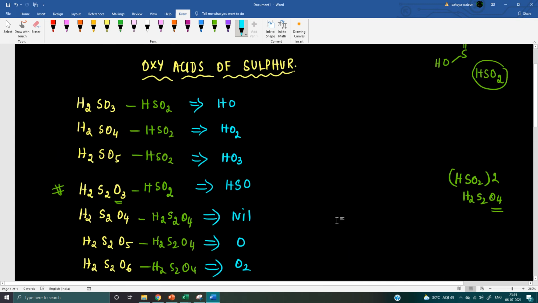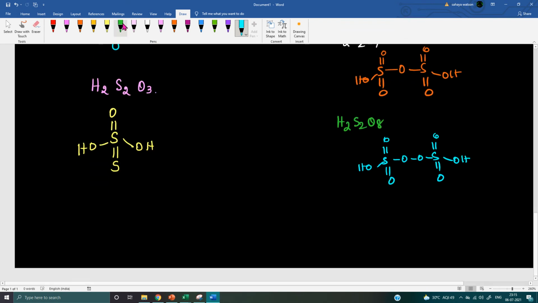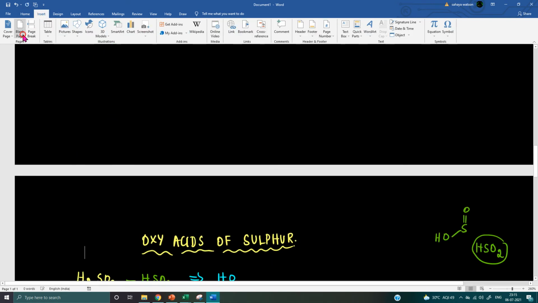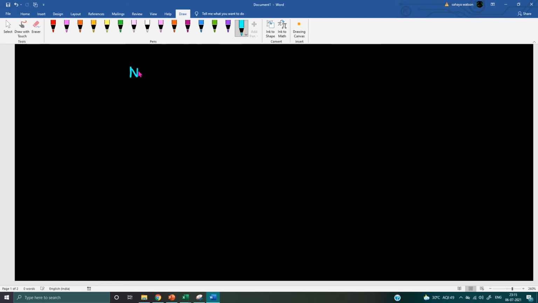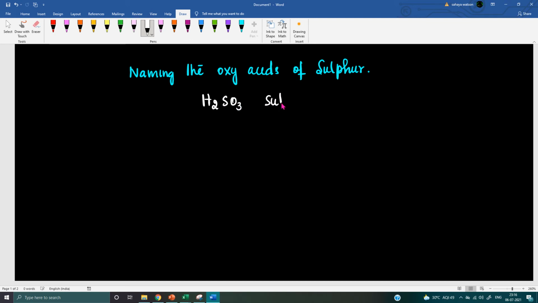Next we are going to see how to find out their names. Let me move to the trick for finding the names. So, naming the oxy acids of sulfur. For this we are going to take 2 basic oxy acids. One is sulfurous acid, H2SO3. The name is sulfurous acid.